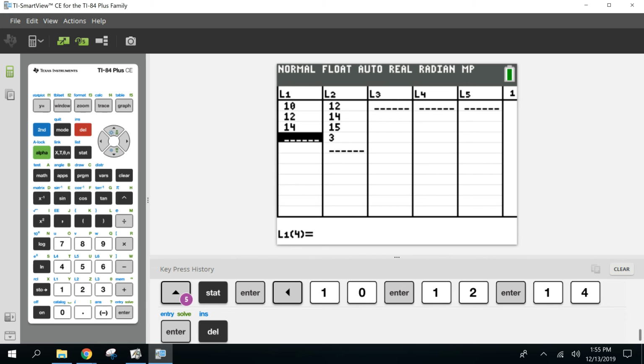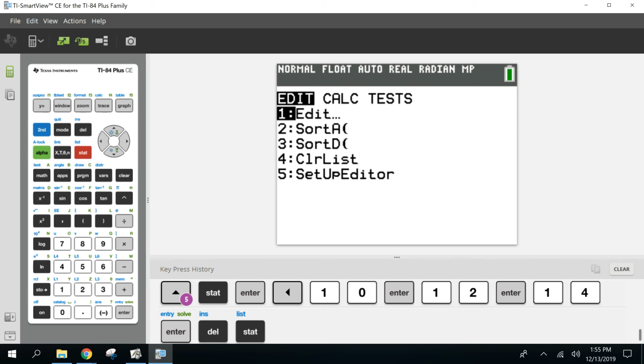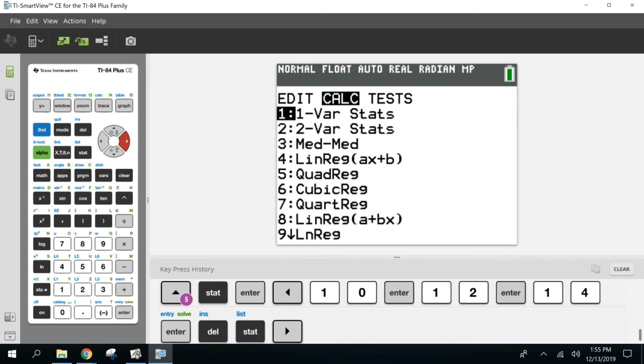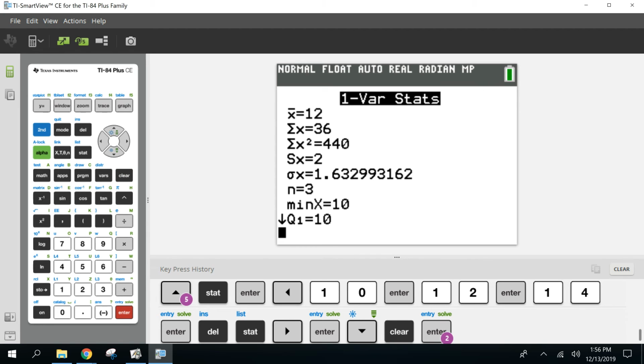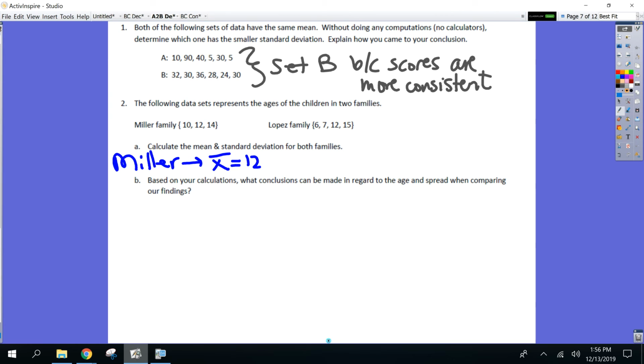So now what screen do I go to? Where do I go from here? It doesn't matter that something's in L2. Go to stat. Where? Calculate. One var stats, right? But hey, what's going to be the change up here? Yeah, there's only one list, and that's the Miller ages. So get rid of the frequency list. I don't want the calculator to look there. I only want it solely to look at list 1. And calculate. Does it specify which sample standard deviation I need?